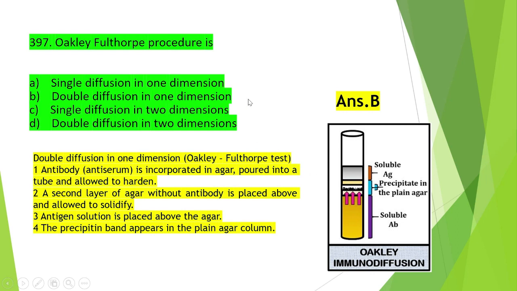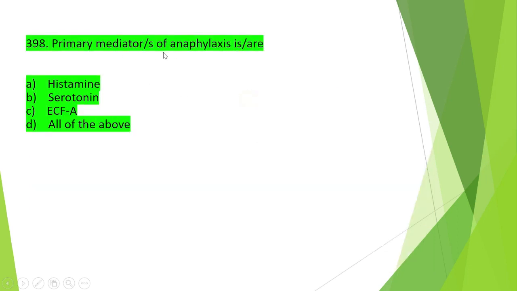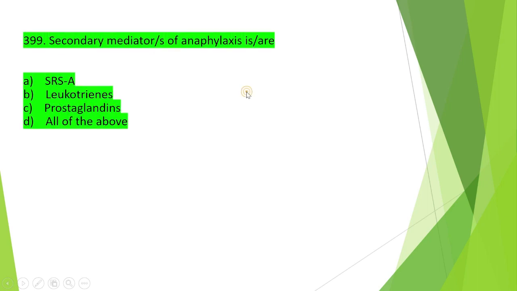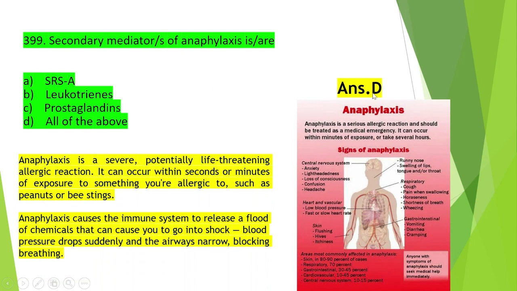Okay, so move on to the next question: the primary mediators of anaphylaxis are histamine, serotonin, ECFA, or all of the above. And the right answer is option D, all of the above are primary mediators of anaphylaxis. Okay, so next: the secondary mediators of anaphylaxis are SRSA, leukotrienes, prostaglandins, or all of the above. And the right answer is option D, that is all of the above.